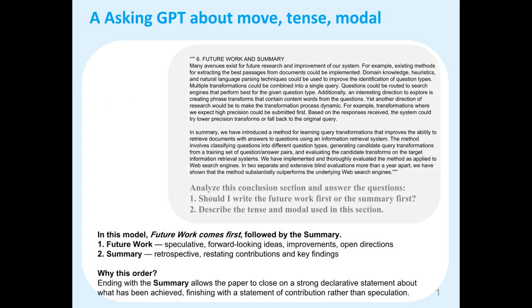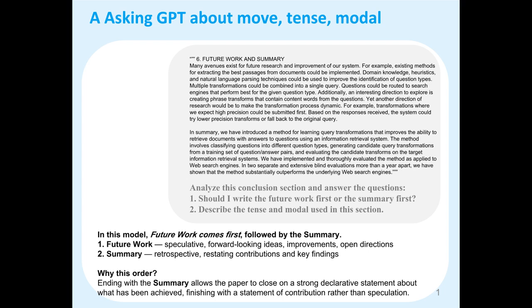As you can see on this page, we immediately ask GPT about the move, tense, and modal used in a conclusion section. The box above is the conclusion part of a paper it analyzed, and the questions below it challenge the structure. Let's look at the AI's analysis. The conclusion section is split into two clear moves, future work and summary. The core question is, should I write the future work first or the summary first?